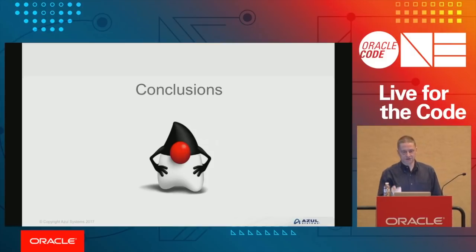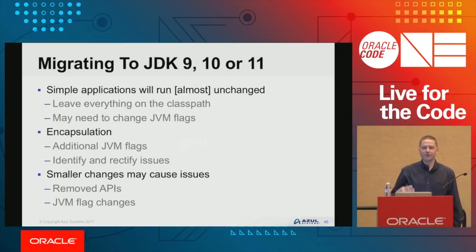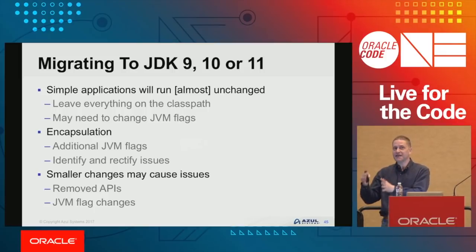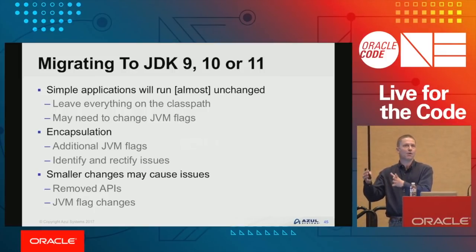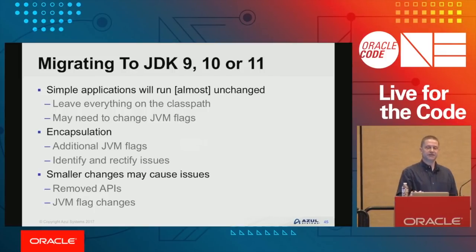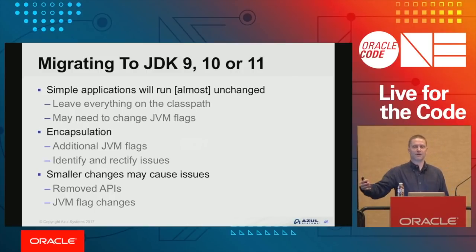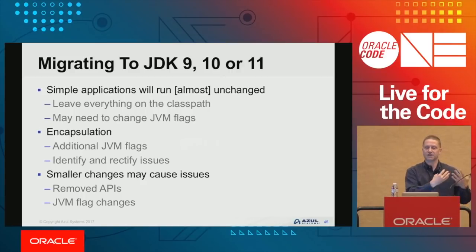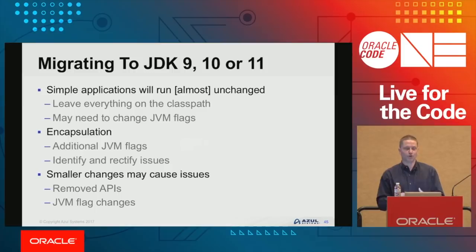So to conclude, since I only have a couple of minutes left, migrating to JDK 9, 10, or 11. The idea is simple applications, if you take your Hello World application, it will just run unchanged. If you start going outside of the standard libraries, or even if you stay in the standard libraries and you use some of these things like web services, then you will need to think carefully about how you migrate your application. Leaving everything on the class path is a good way to start, then gradually migrate to automatic modules and then to the idea of full modules.